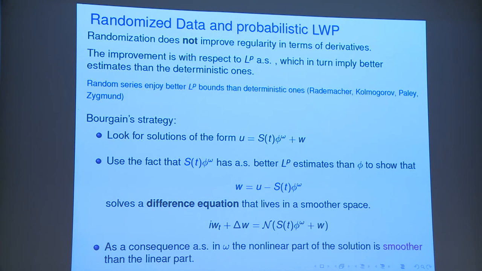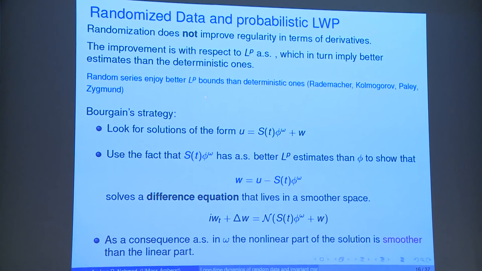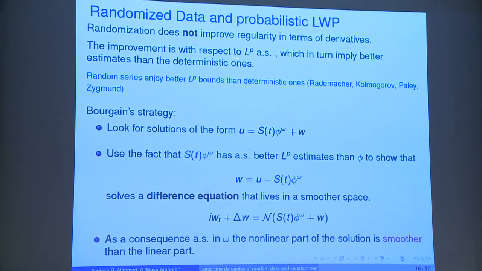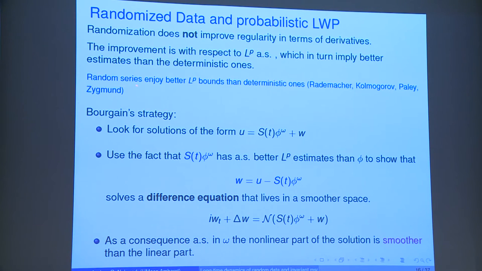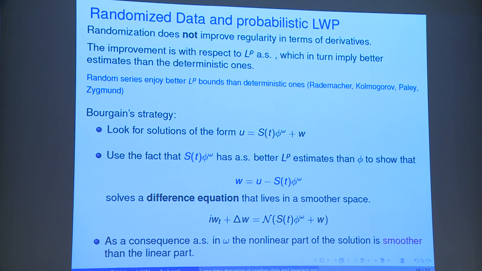This is actually not a foreign idea for anybody, especially for harmonic analysts, because this is exactly what we know and use all the time. When you prove Littlewood-Paley inequalities, for example, random series enjoy better Lp estimates. So this randomization doesn't improve the regularity; what it does is improve the Lp integrability. But once you have that, you use that in turn to get better estimates than you would otherwise get deterministically.